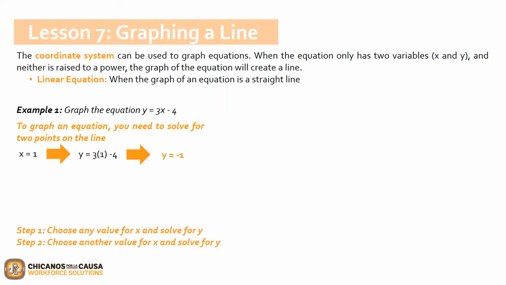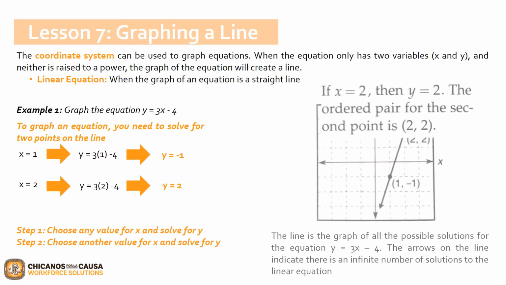Again, I suggest keeping it simple, so I'm going to choose 2. So if x equals 2 and we plug that back into the original equation, that gives us y equals 3 times 2 minus 4. After it's solved, that gives us y equals 2. So this is our second point. So we have 2 ordered pairs now. We have 1 and negative 1, and 2 and 2. So if we were to plot this on a grid, we have 1 point at 1 and negative 1 and another one at 2 and 2.